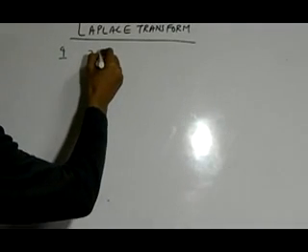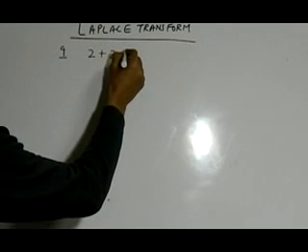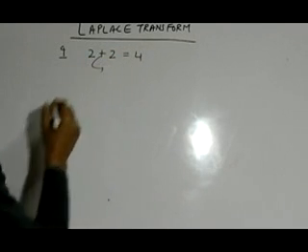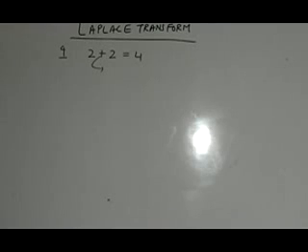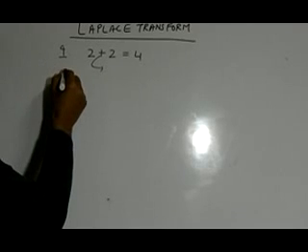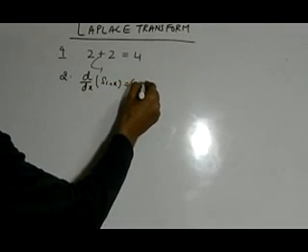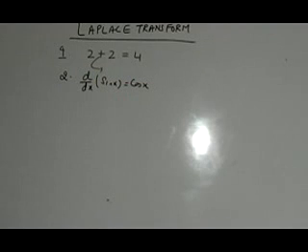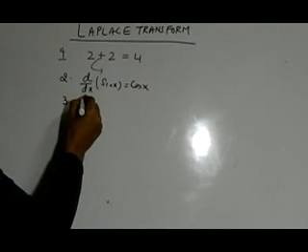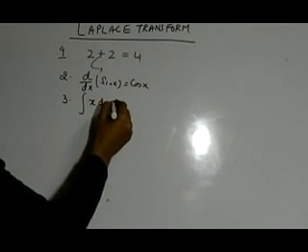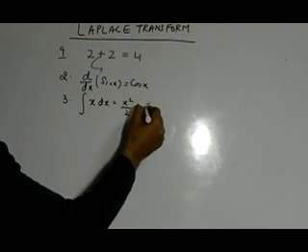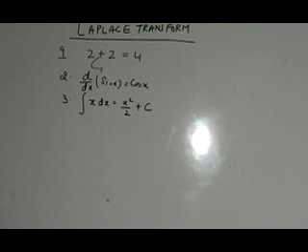The normal thing that we used to do in daily life is addition. 2 plus 2 is 4. So it is nothing but a transformation. This operator plus transforms the 2 plus 2 into 4. Another thing is d by dx of sin x is equal to cos x. So this derivative is a transformation. Similarly, we know that the integration of x dx is x squared by 2 plus integral constant c. Again, this integration is also a transformation.